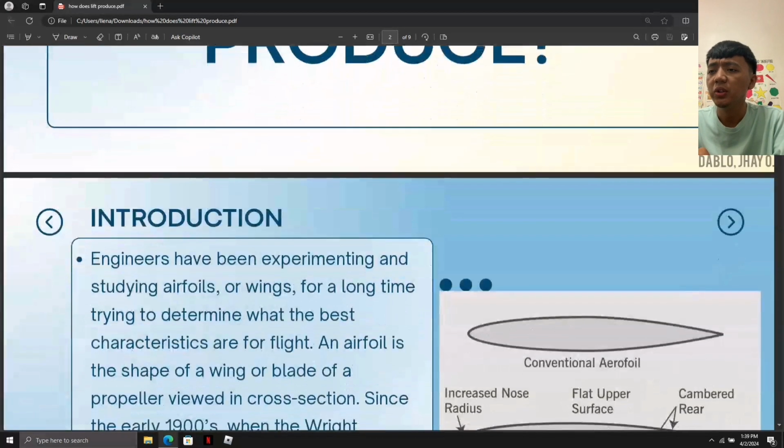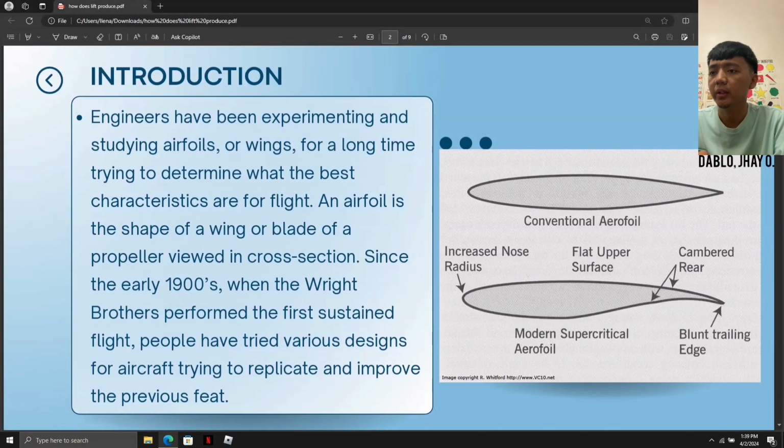Introduction. Engineers have been experimenting and studying airfoils or wings for a long time, trying to determine what the best characteristics are for flight. An airfoil is the shape of a wing or blade of a propeller viewed in cross-section. Since the early 1900s, when the Wright brothers performed the first sustained flight, people have tried various designs for aircraft, trying to replicate and improve the previous feat.